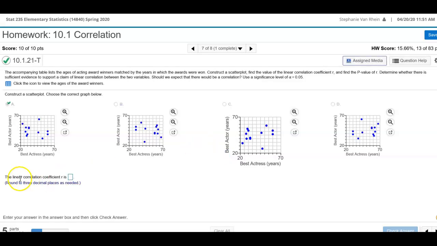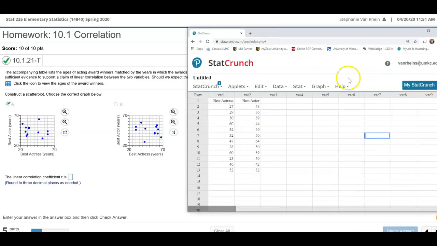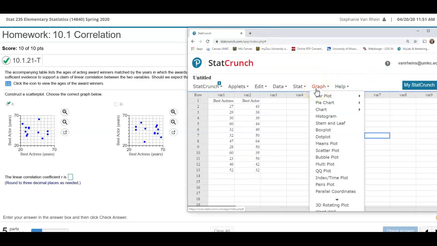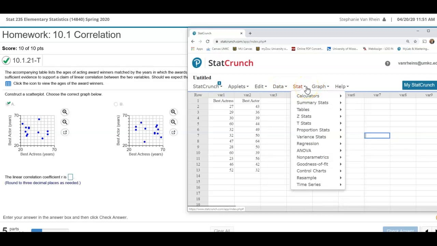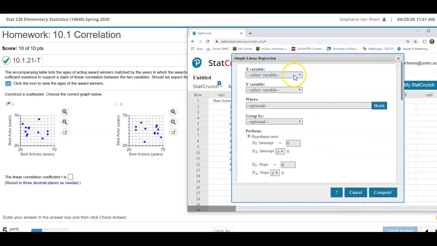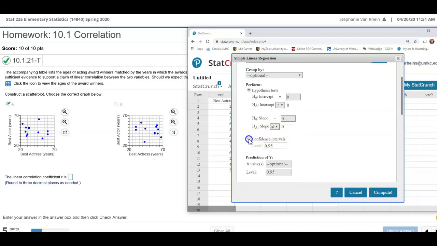Then I'm going to move on to find the linear correlation coefficient. And this is going to be important when we go to talk about the probability of the significance level and things. So to calculate that, there's a couple different ways you can calculate it. One is going to be in statistics, regression, simple linear. I have my x variable and my y variable.